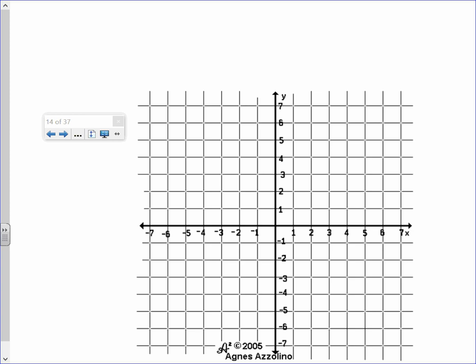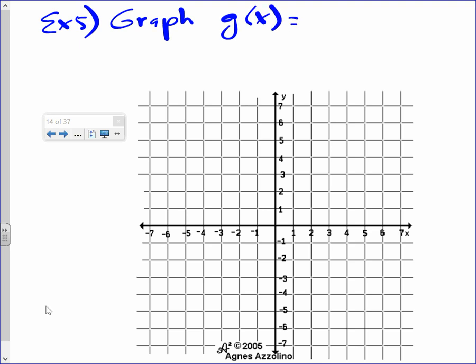So this is example 5. I think we went over 4 yesterday, so go ahead and write example 5 now. Graph g of x equals 2 times the absolute value of x and the parent function.